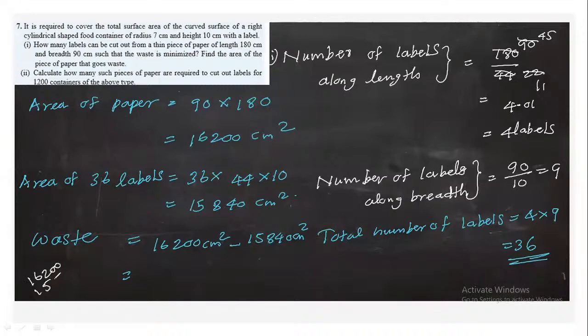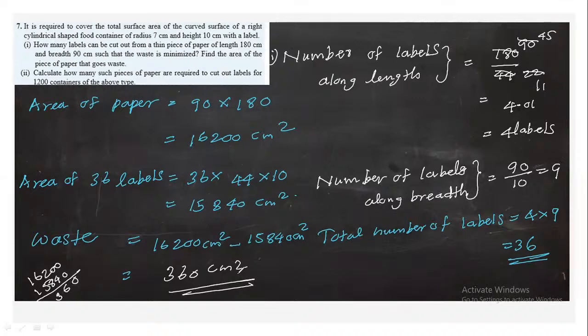16,200 minus 15,840. 10 subtract 4, 6. Borrow 1, 11 subtract 8, 3. 360 square centimeter is wasted. Right. Then this is the first part answer.